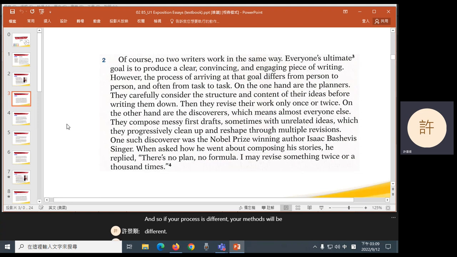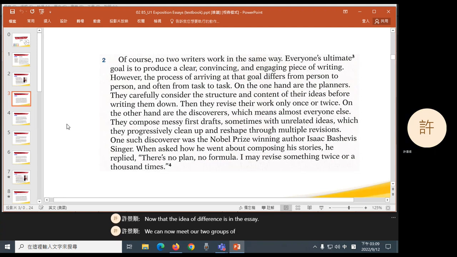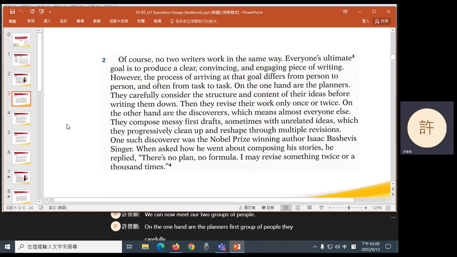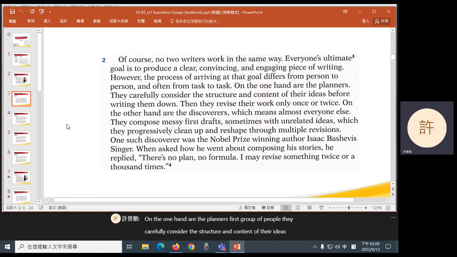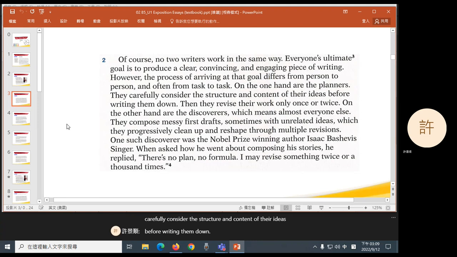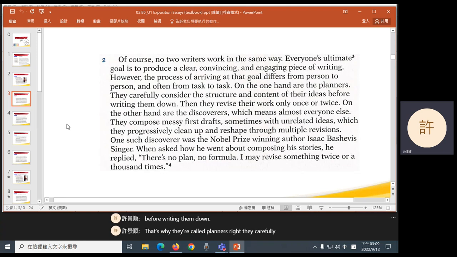Now that the idea of difference is in the essay, we can now meet our two groups of people. On the one hand are the planners, first group of people. They carefully consider the structure and content of their ideas before writing them down. That's why they're called planners, right? They carefully consider and then they write. Then they revise their work only once or twice. So planners do most of their thinking before they write.